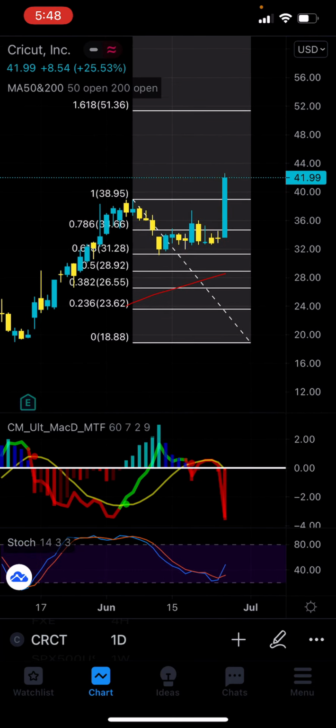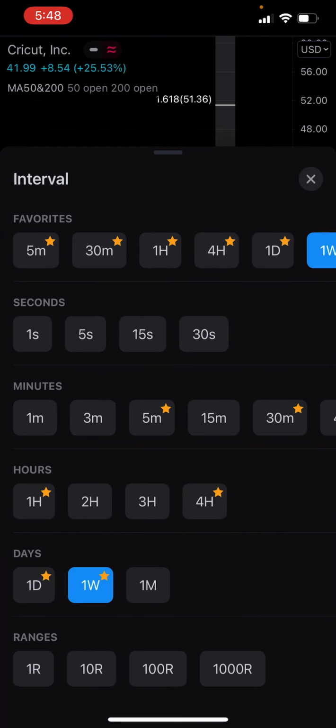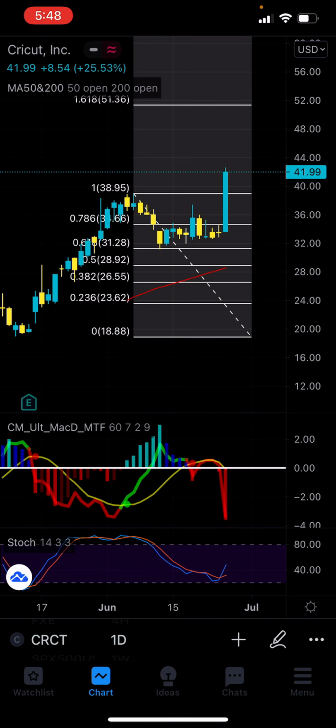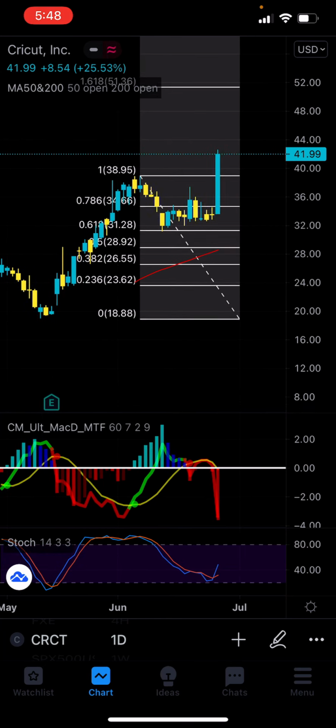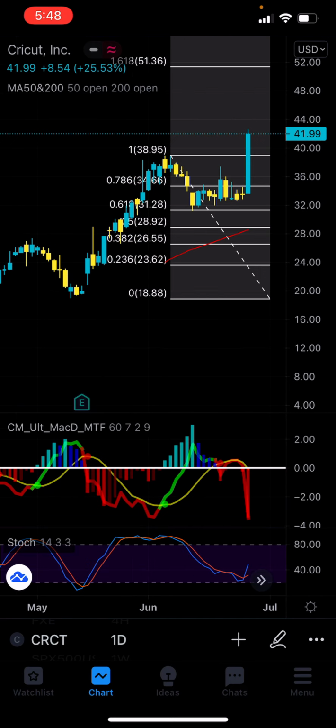That's really all I do. I look at the charts. Where are we on the weekly? It's a relatively new stock, right? It started trading back on March 25th, so it really only has a little bit of history.